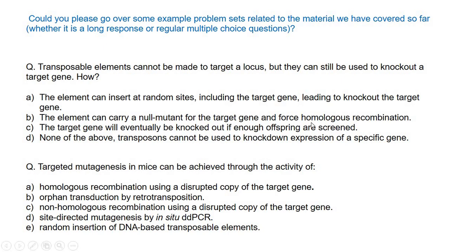So that's incorrect. The element can carry a null mutant for the target gene and force homologous recombination. I don't know how the transposable element will force a homologous recombination. It can provide the sequence that we are using.